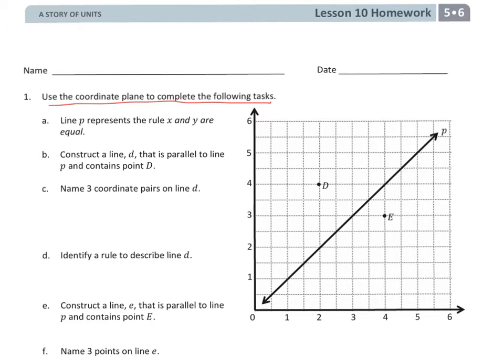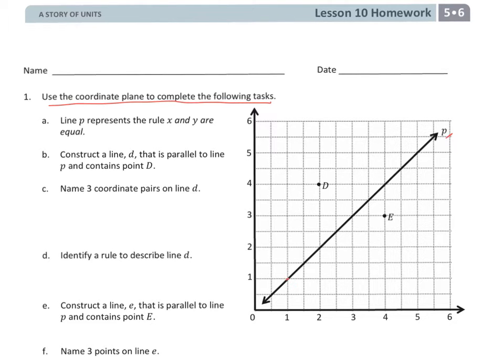A says line P represents the rule x and y are equal. And we see that we have line P already on there. So x and y are equal, meaning if x is 1, y is 1. And we can see that right there with that first point.